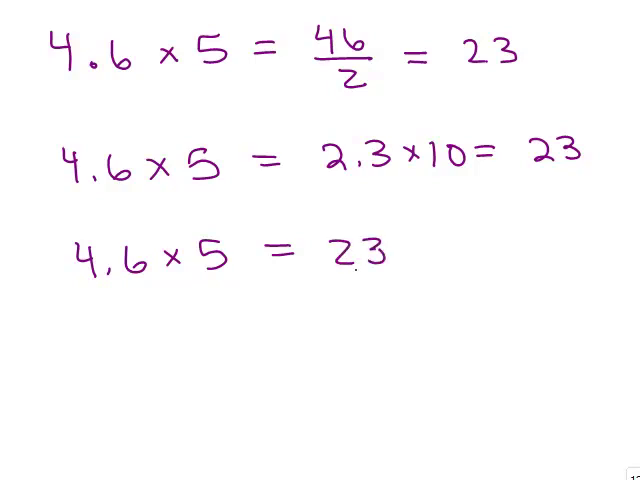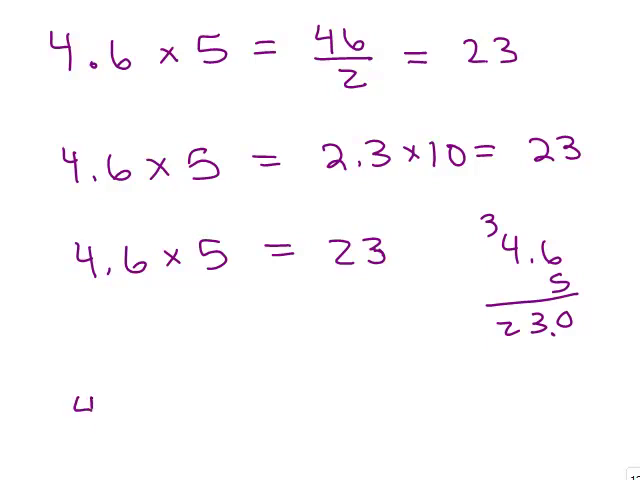Still not as easy as doing it with whole numbers, but you don't have to go off to the side and do all this stuff here, where you get 3, and then you get 23, and then you move the decimal. You still are going to get the same answer, 23.0. It's just that this is a way of doing it in your head, if you'd like to do it that way.